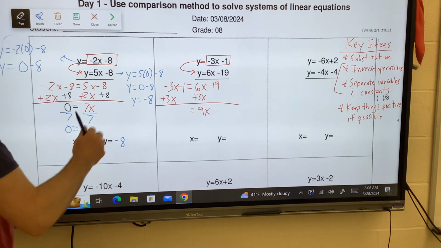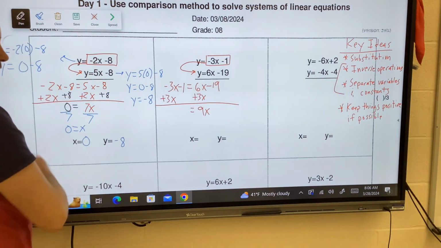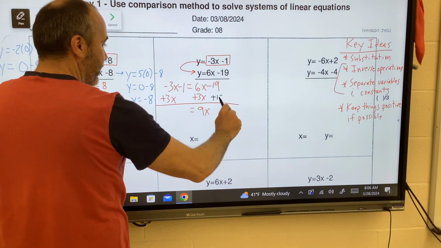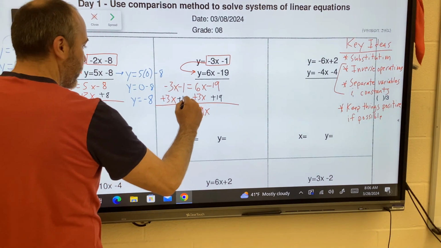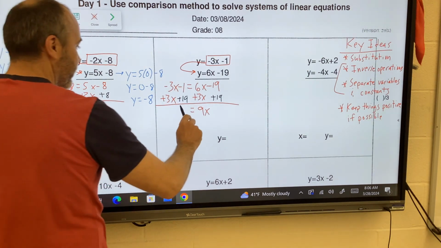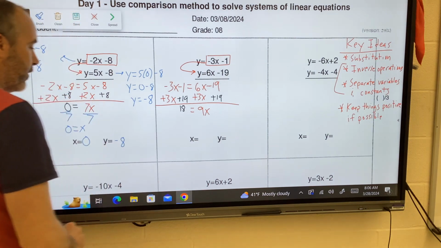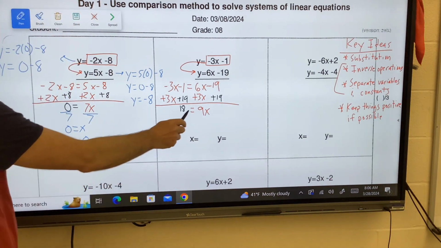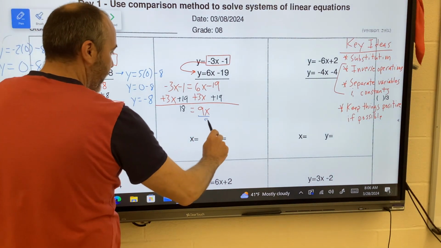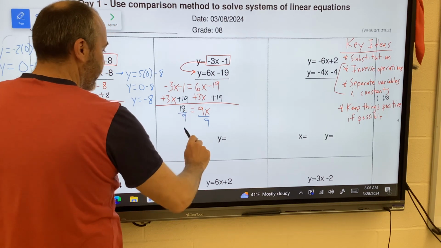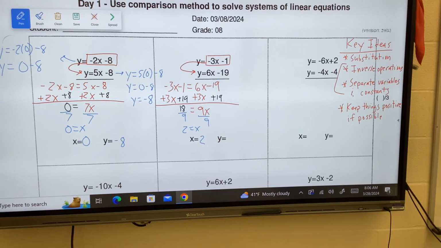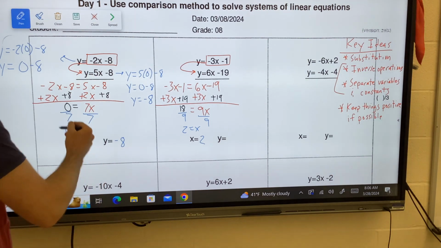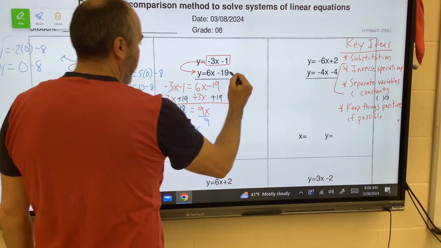And as we mentioned, we want to put constants on the other side. So I'm going to add 19 because adding is the inverse operation of subtraction. So negative 1 plus 19 gives me 18. And then when I try to solve for x here, the inverse operation of multiplying is division. So 18 divided by 9 is 2. That's what our x is. We got x by itself. And next step, we got to figure out what y is.